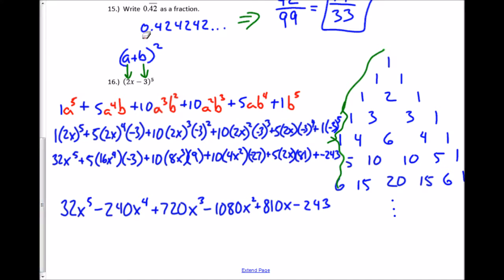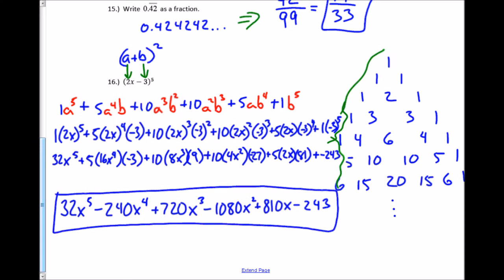So now after I've done all this simplifying and multiplying all these values, I'm just left with these terms. This is the answer I get. And this is the same thing I would have gotten had I multiplied all 5 of those out, but this is quite a bit of a shortcut when you think about the headache that it would be to write that (2x - 3) out 5 times. Okay?